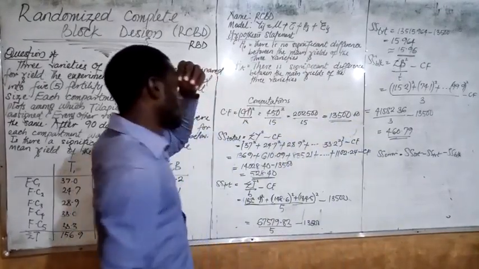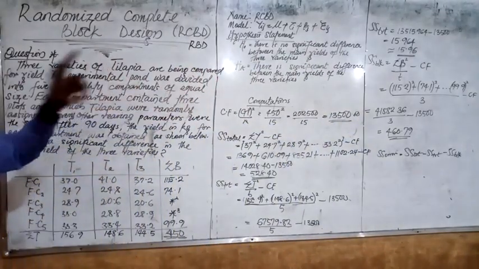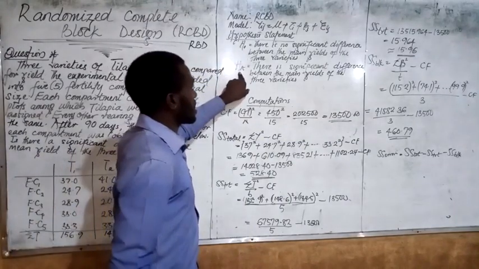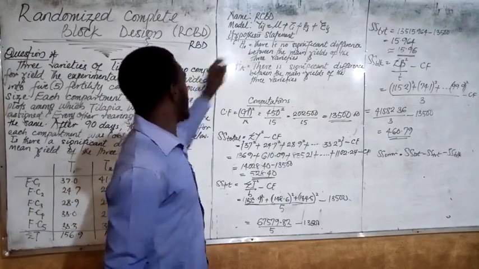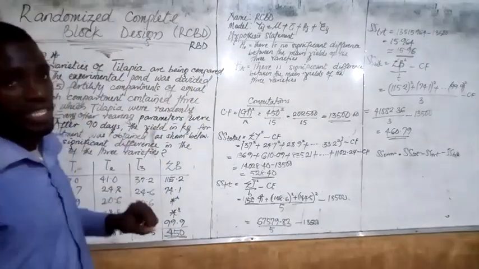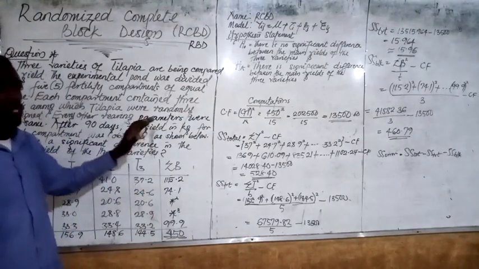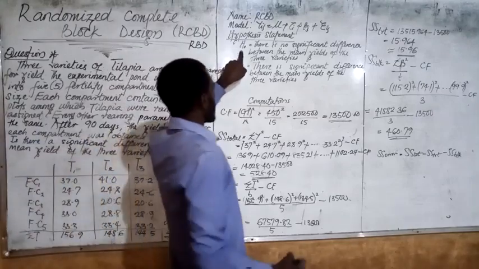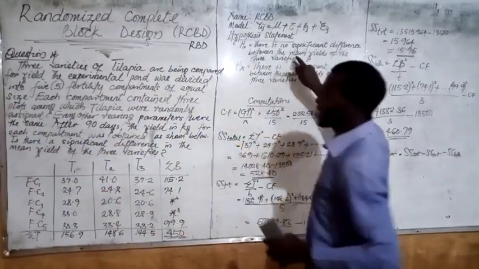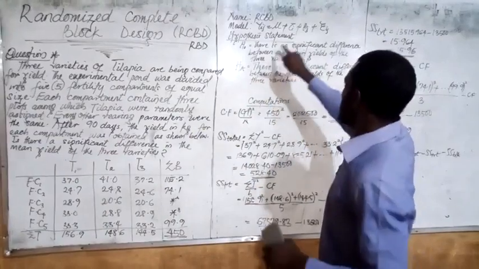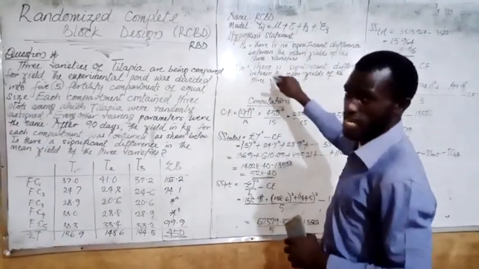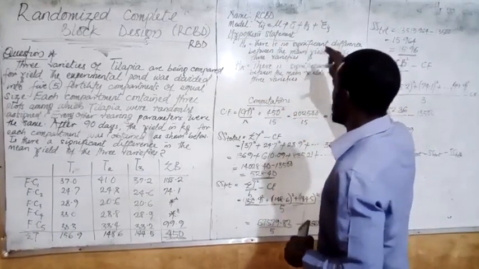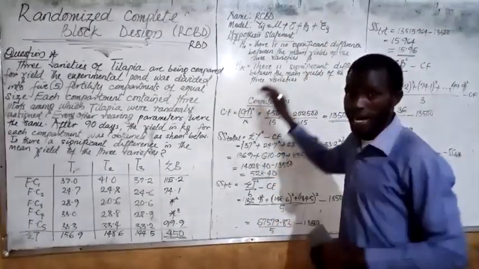In the hypothesis, there are two hypotheses that we have explained before: the null hypothesis and the alternative hypothesis. In the null hypothesis, make sure you tailor your hypothesis to fit the question. In the null hypothesis, we have that there is no significant difference between the mean yields of the three varieties.